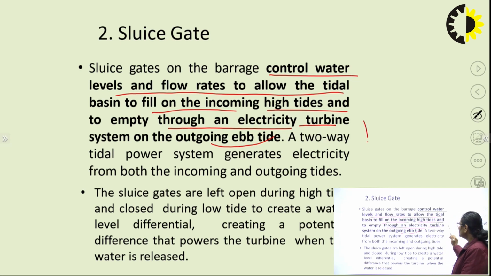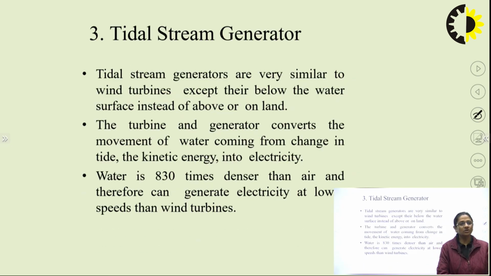A two-way tidal power system generates electricity from both the incoming as well as the outgoing tides, that is during high tide as well as during low tide. The sluice gates are left open during the high tide and closed after that during low tide to create a water level differential, creating a potential difference that powers the turbine when water is released. Water is released during the low tide.